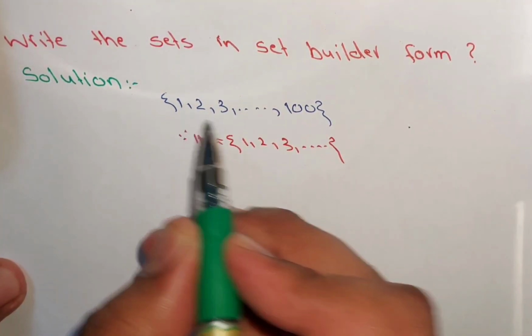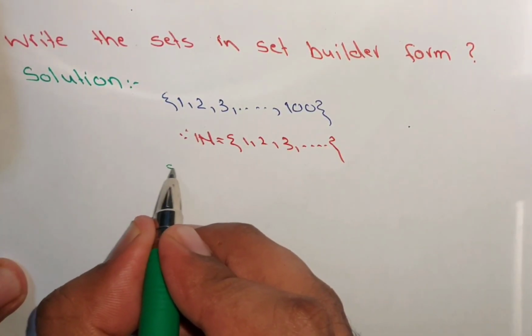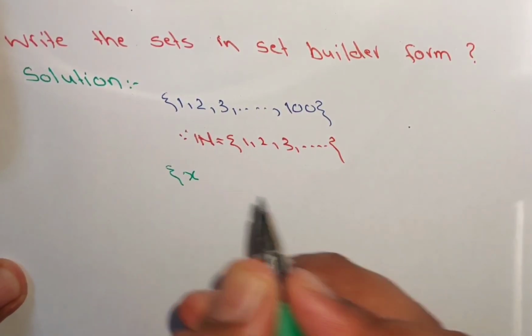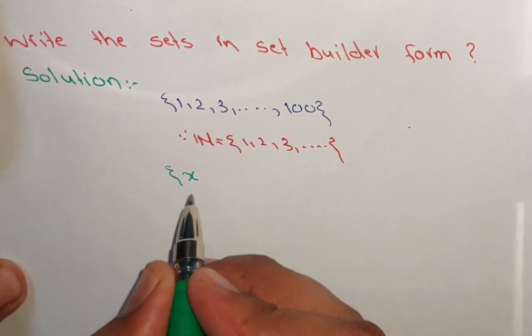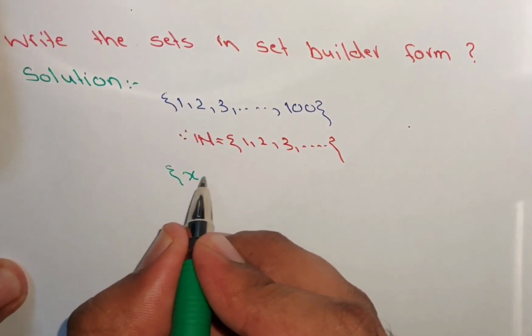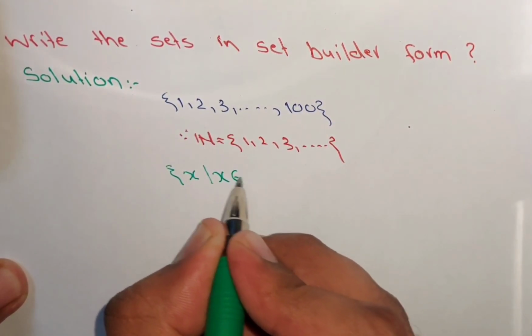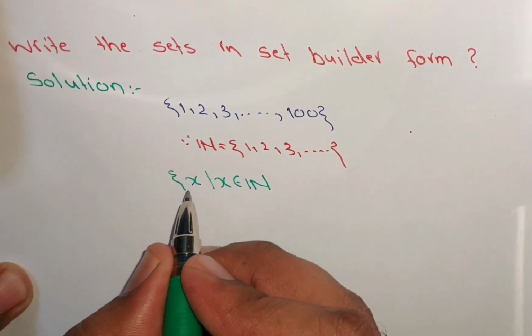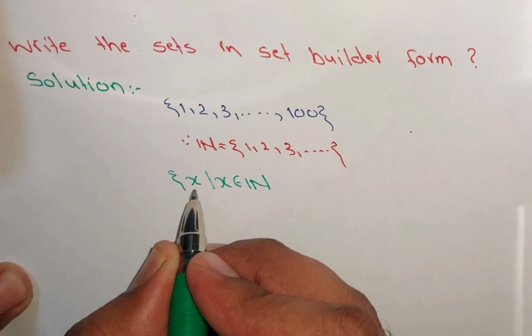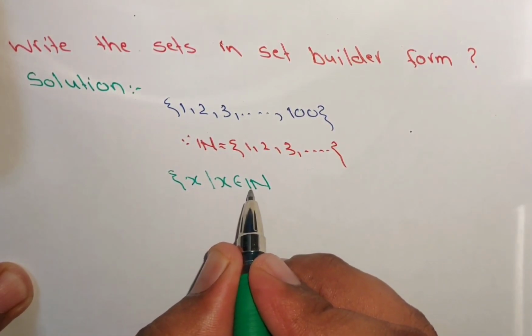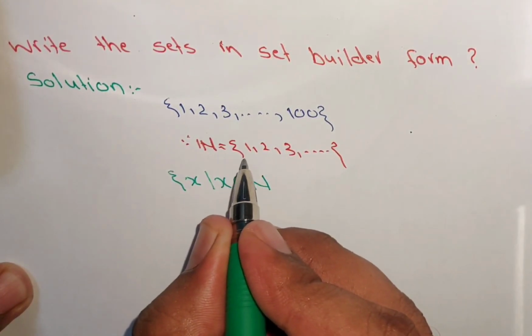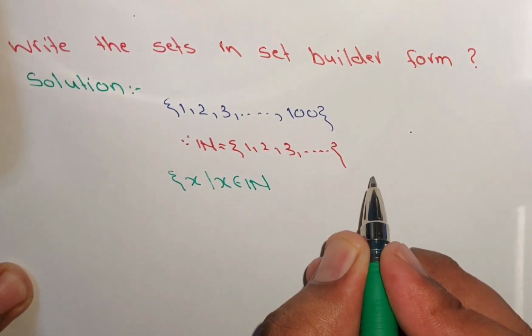Now to write this set in set builder form, let's pick an element, for example x. Now what is this x? This x is a natural number, so x such that x belongs to the set of natural numbers. First of all, I am taking an element x, and I'm saying that x belongs to the set of natural numbers, which start from 1, 2, 3 and so on.